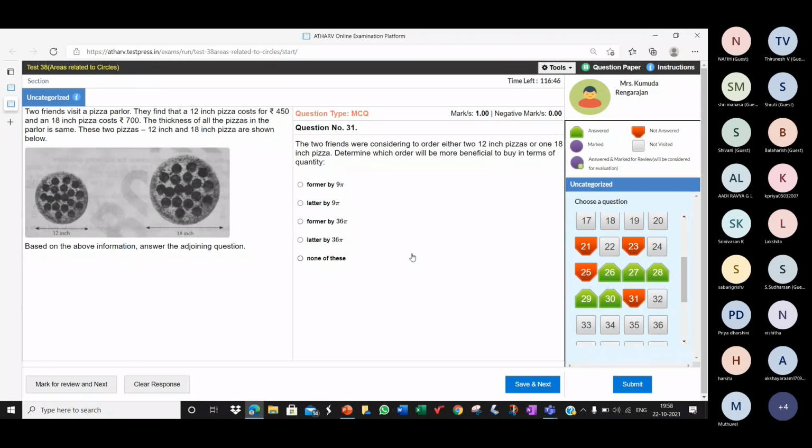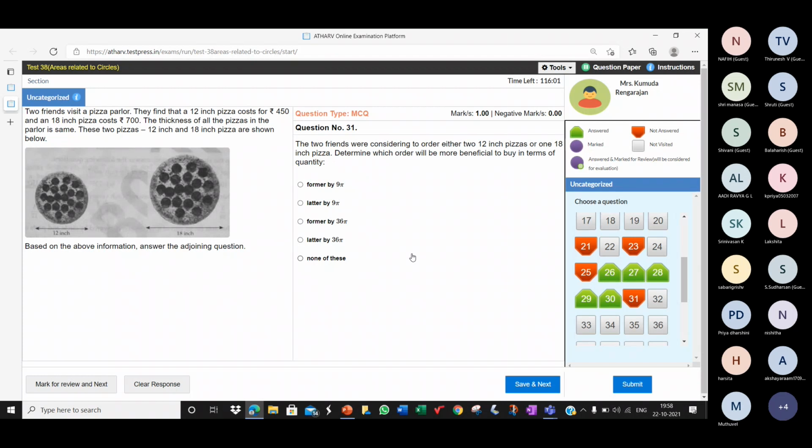Two friends visit a pizza parlor. They find that a 12-inch pizza costs rupees 450 and an 18-inch pizza costs rupees 700. The thickness of all the pizzas in the parlor is the same. These two pizzas, the 12-inch and 18-inch pizza, are shown below. So you can see their pictures below.